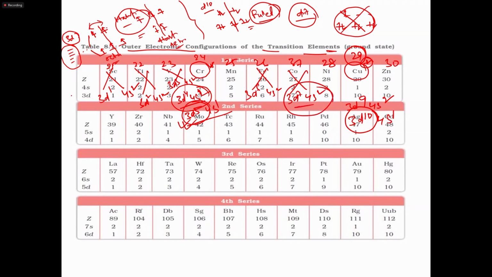Similarly, this is for the 3d series, this is for the 4d series, and this is for the 5d series. You just change the principal quantum number for the 4d and 5d series, and you can easily remember the electronic configuration. There are some exceptions, for chromium, molybdenum, tungsten, or similarly copper, silver, and gold. So these are some important points regarding electronic configuration you have to remember.